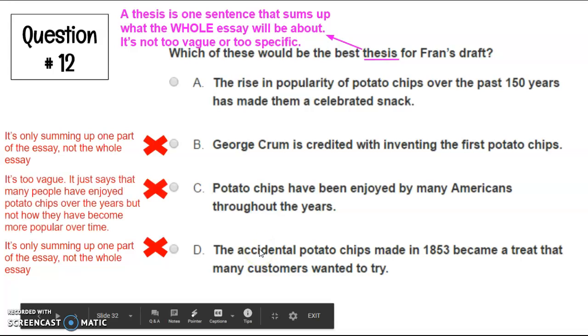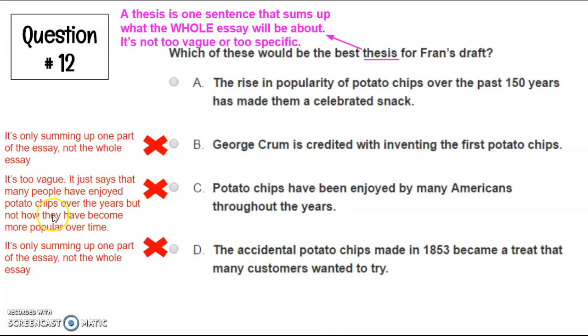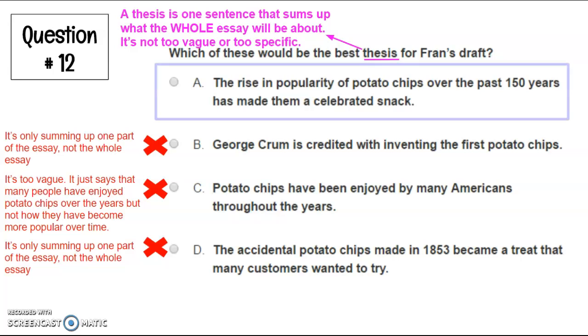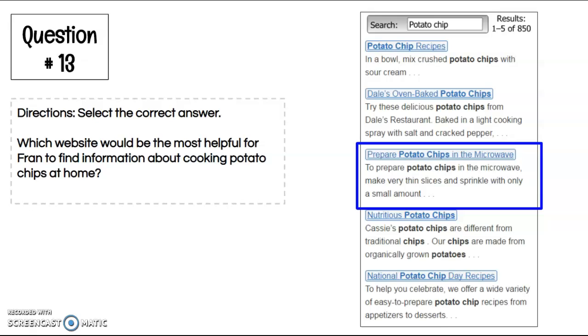C is incorrect because it's too vague. It just says that many people have enjoyed potato chips over the years, but not how they have become more popular over time. That was a major theme in the essay: what helped them, how they started, and then how they became more and more popular. So that is why A is the best answer there.